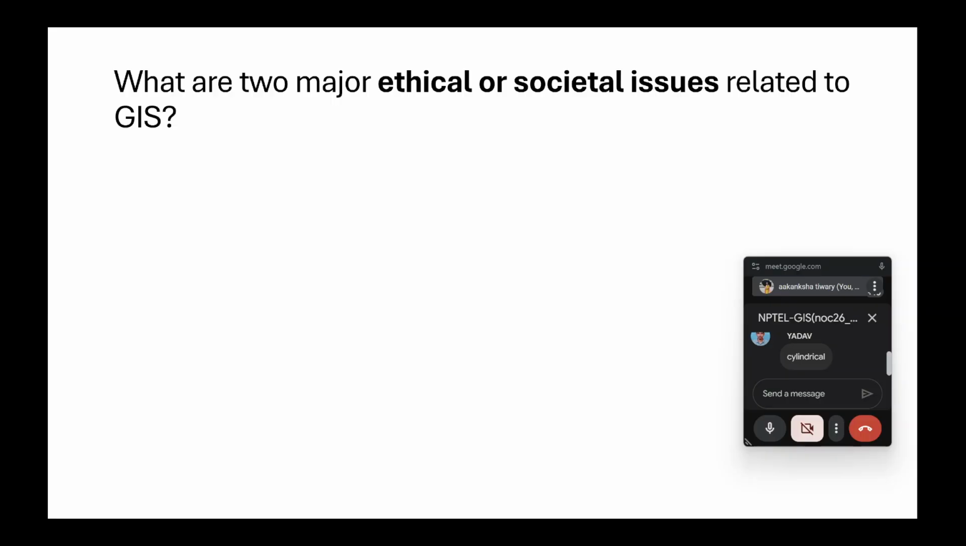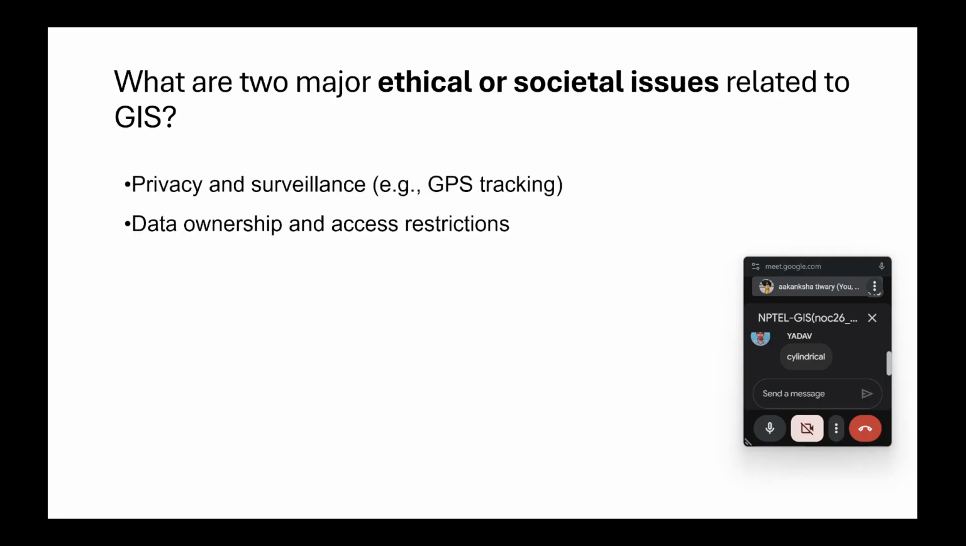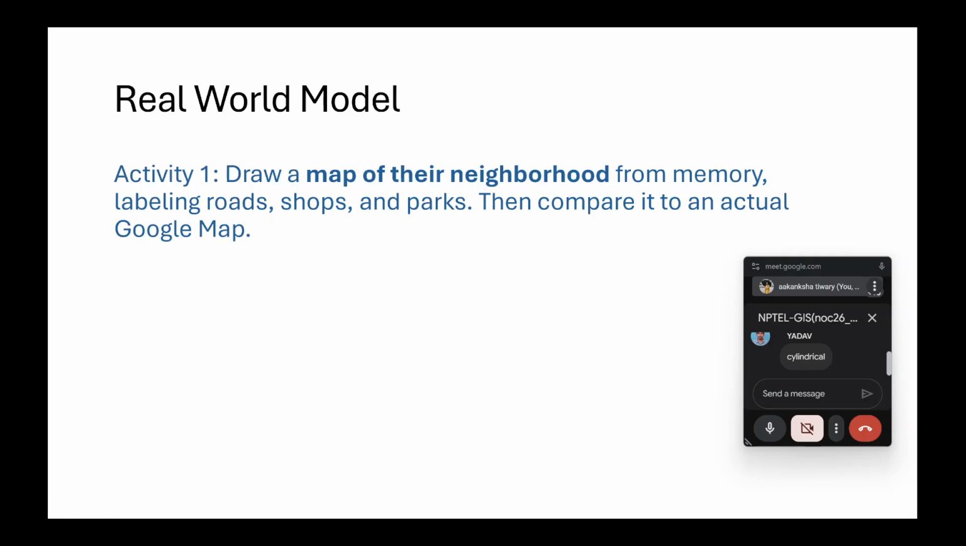So, what are two major ethical and societal issues related to GIS? So, first is privacy and surveillance. So, if you are using a geographic information system, the issue is you cannot use it for privacy or surveillance issues, so you cannot track without the government's permission or something like that. And data ownership and access restrictions, so those are the two issues that are there in GIS.